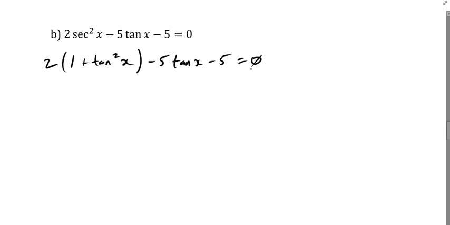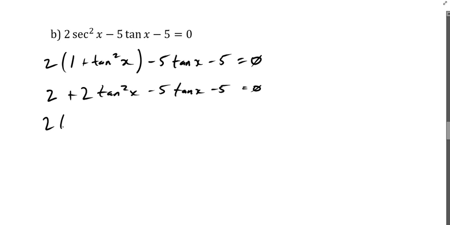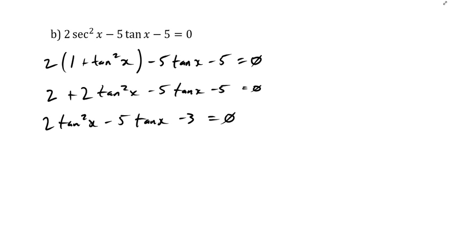So now again, this isn't quite finished yet. I got to expand here. So that's 2 times 1 is 2 plus 2 tan squared x minus 5 tan x minus 5. So 2 tan squared x minus 5 tan x minus 3 equals 0. And again, maybe I start thinking about this as like 2a squared minus 5a minus 3. So complex trinomial, why don't you try to factor that?